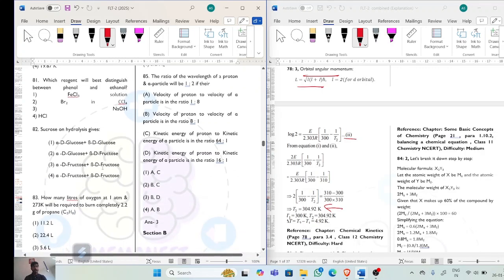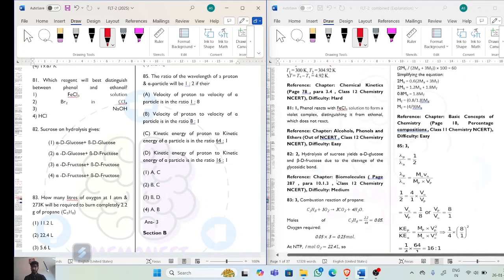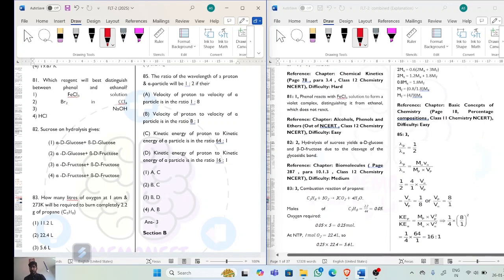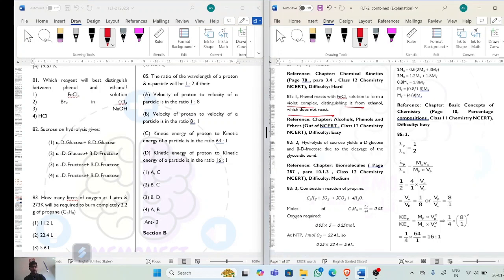Now comes question number 81. Which reagent will best distinguish between phenol and ethanol? The given options are FeCl3, Br2 in CCl4, NaOH or HCl. Phenol reacts with FeCl3 solution to form a violet complex, distinguishing it from ethanol, which does not react. So the correct answer is FeCl3, because phenol on reacting with FeCl3 forms a violet color complex, but ethanol does not react with FeCl3. So the correct answer is option number 1.